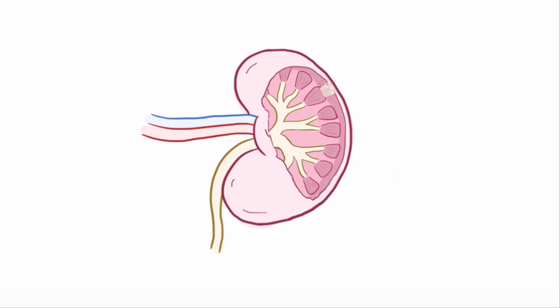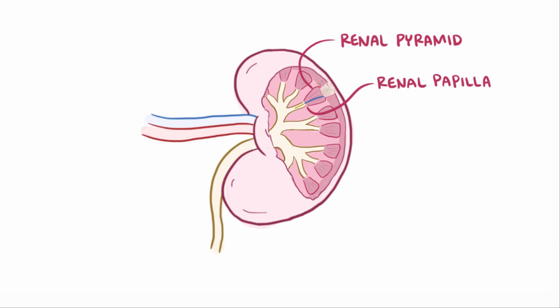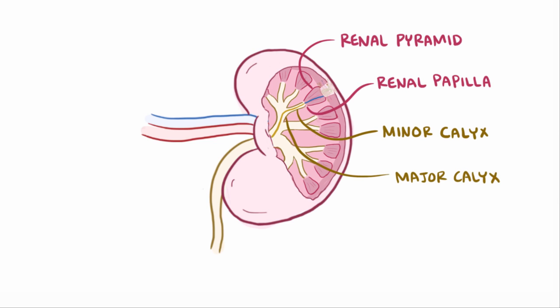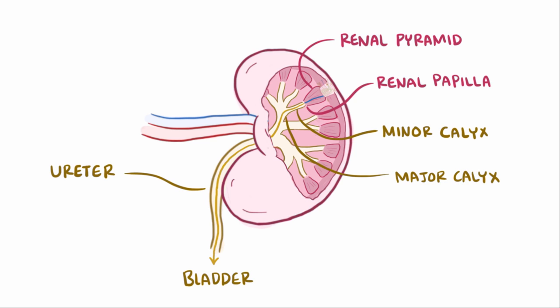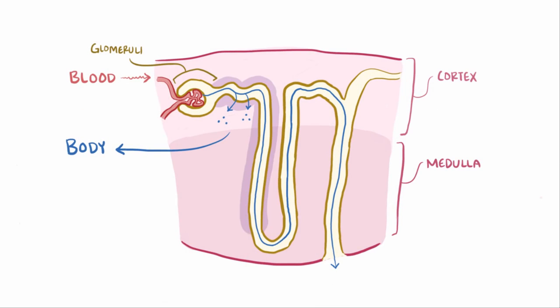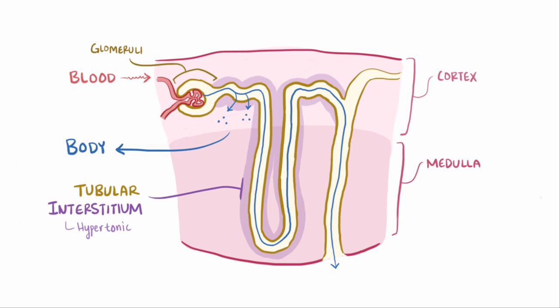Zooming back out a bit, the collecting ducts in each region of the kidney, called a renal pyramid, converge on the renal papilla, which dumps fully formed urine into a minor calyx. From there, the urine goes into the major calyx, and soon after it goes into the ureter and the bladder. And finally, zooming back in, surrounding each nephron's tubule is the tubular interstitium, a hypertonic environment optimized to help reabsorb water and other substances from the tubules.